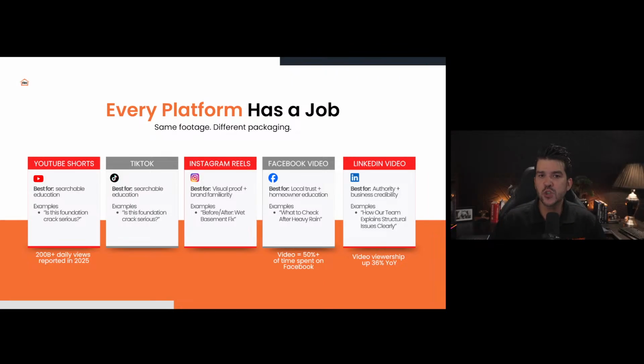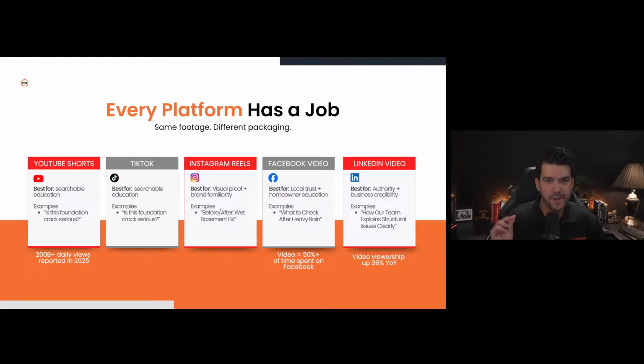YouTube Shorts is strong for searchable education. YouTube has a huge short form scale. The shorts can connect to search behaviors better than a lot of other platforms. That makes it a good place for problem-based content. A YouTube short titled, "Is this basement crack serious?" has a much clearer search angle than something vague like "Another day on the job."